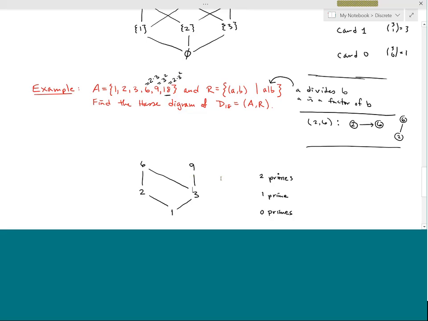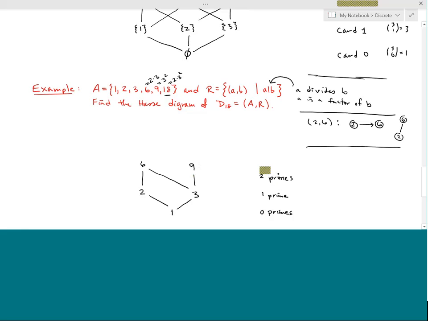Okay. Now, again, we're not going to put an edge from 9 to 1 because that would convert into a transitive edge. So we're only going to have one edge right here, one line right here touching 9 at this moment in time, because 3 here is a factor of 9. I think I answered your question. If not, let me know.